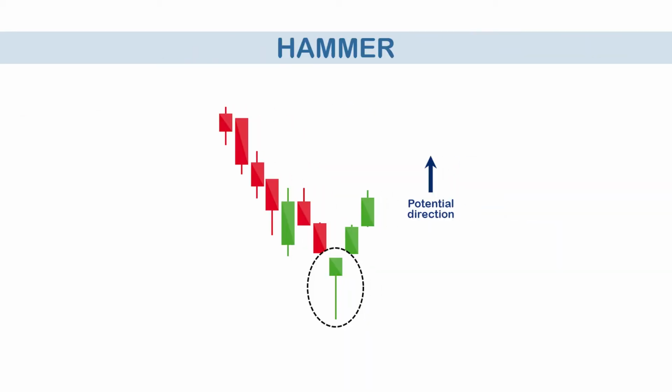Hammer. The hammer candlestick pattern is characterized by a short body with a long lower wick and is found at the bottom of a downward trend. A hammer shows that although there were selling pressures during the day, ultimately a strong buying pressure drove the price back up. The color of the body can vary, but green hammers indicate a stronger bull market more than red hammers.